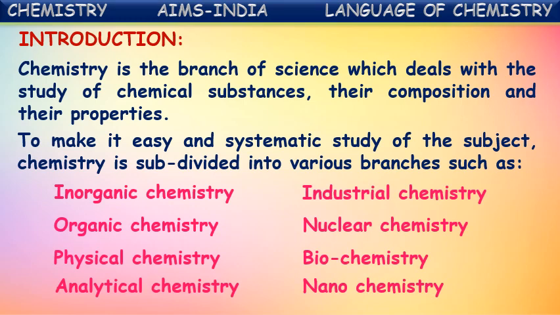First one is inorganic chemistry, then organic chemistry, physical chemistry, analytical chemistry, industrial chemistry, nuclear chemistry, biochemistry, nanochemistry, medicinal chemistry. We have different branches of chemistry. Again, these are the subdivided branches: in science, chemistry is one of the branches, and in chemistry, these are the different branches. Generally we will study inorganic chemistry, organic chemistry, physical chemistry, and also industrial chemistry, nuclear chemistry, biochemistry.